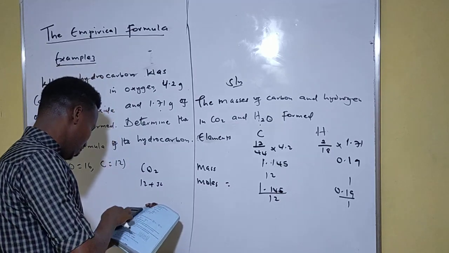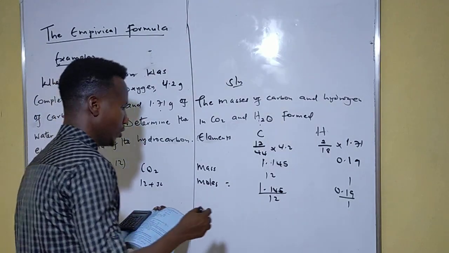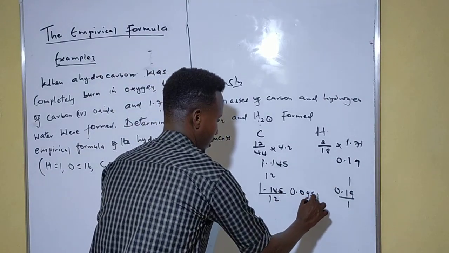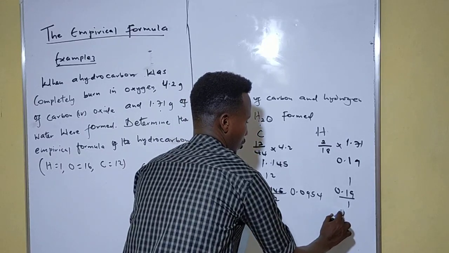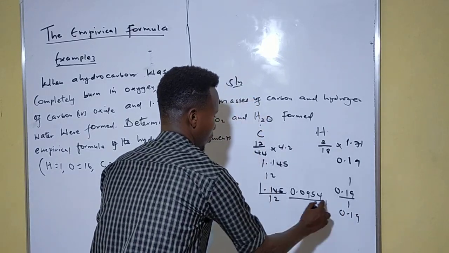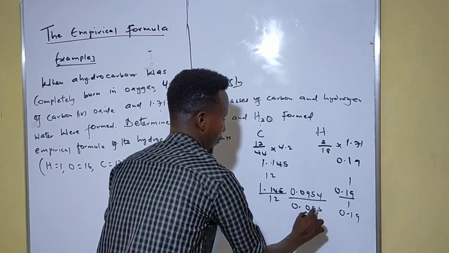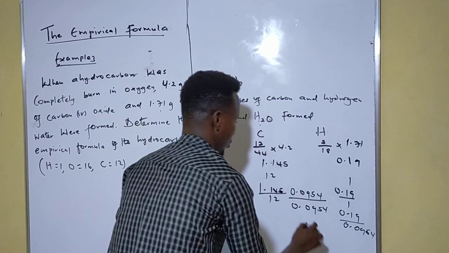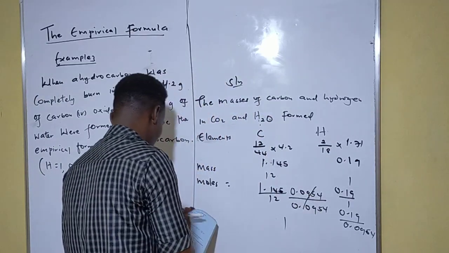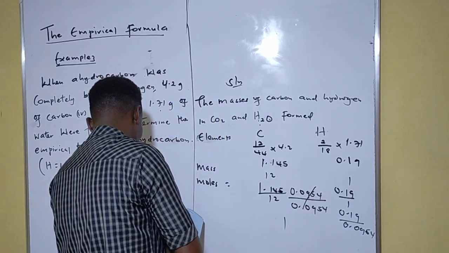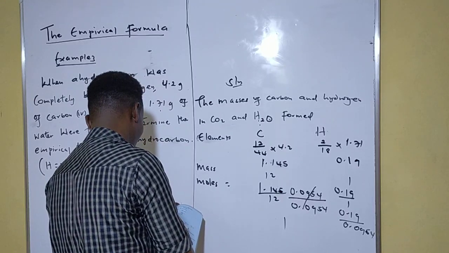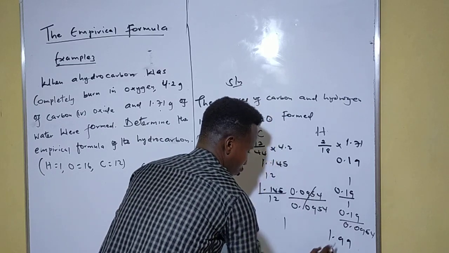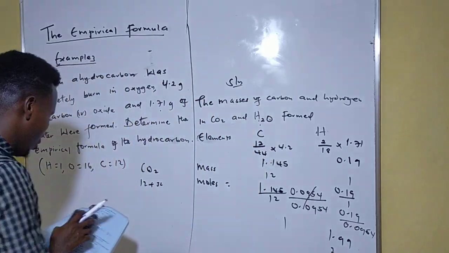1.145 divided by 12, so that is what? 0.095. Then this is 0.19, so this is the simplest one. So you're going to say 0.0954, 0.0954. Obviously here we're going to get 1. So let's say 0.19 divided by our final answer. This one I've gotten 1.99, which is roughly 2. We run off this one.